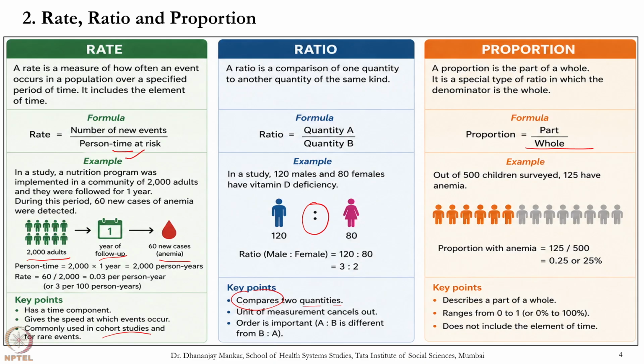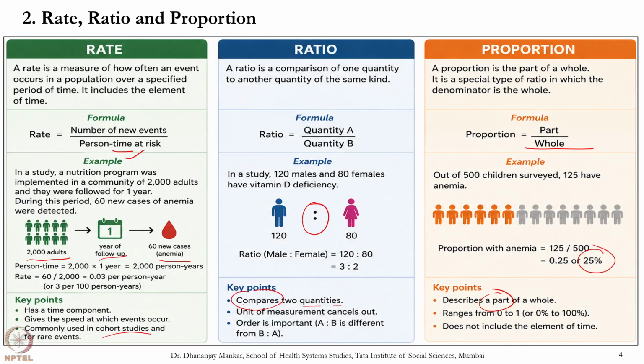The importance of proportion is that it describes a part of a whole. So there is a part, which is very important here. It gives a range from 0 to 1, that is 0% to 100%. In the previous example, you can see the percentage came from the whole range of the 500, and it does not include the element of time.